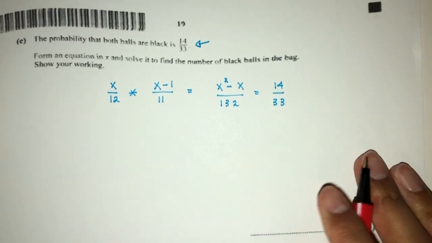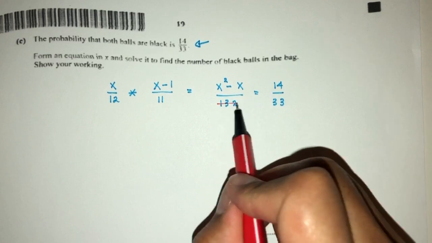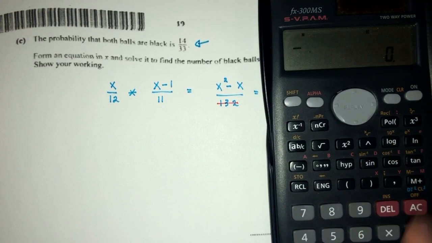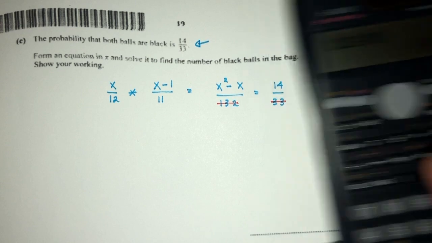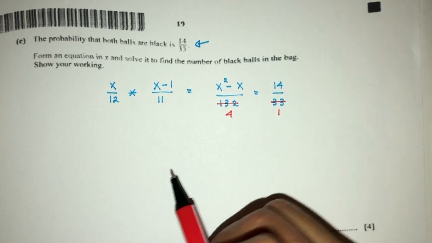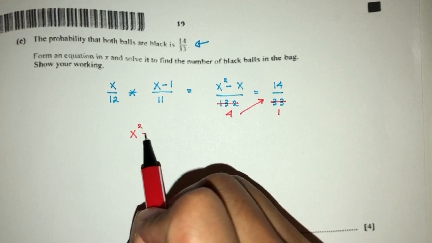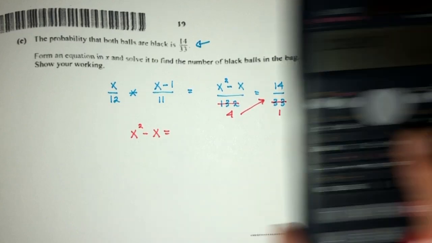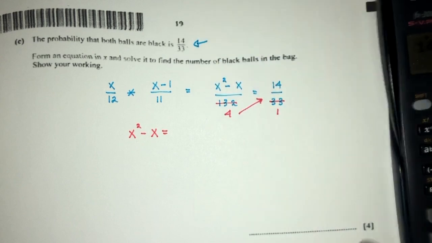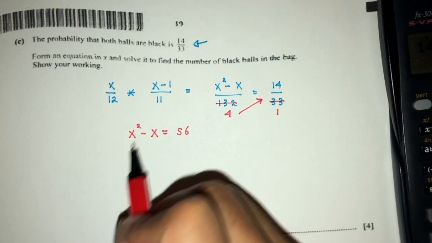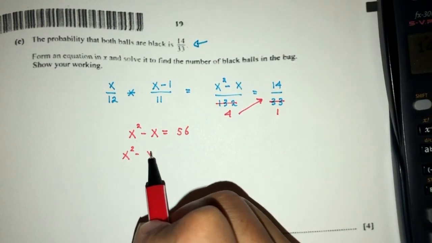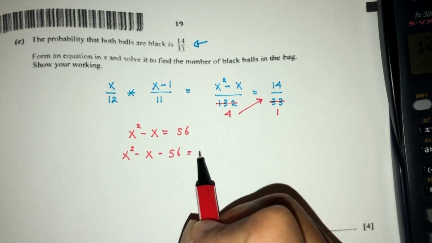Now let's divide by 3 here. What do we have? 132 divided by 33, that should be 4. That should be 1. Then we can just cross multiply, send this over here. You will have x squared minus x. That will be 14 times 4, that should be 56. Send this over here, you will have x squared minus x minus 56 equal to 0.